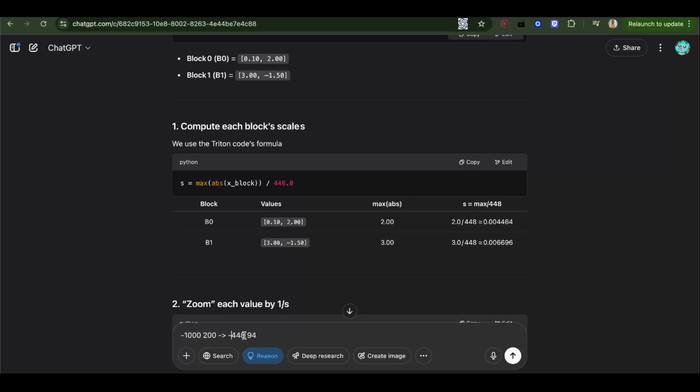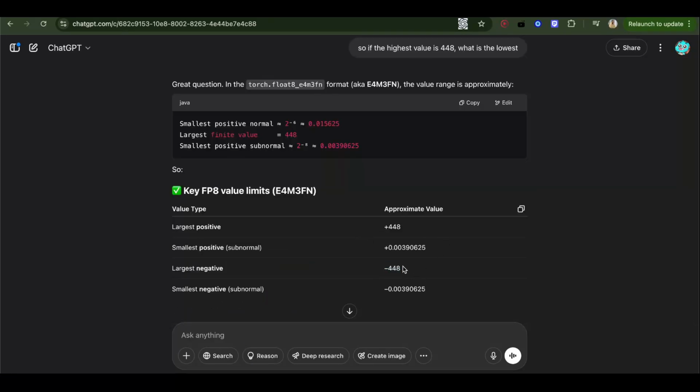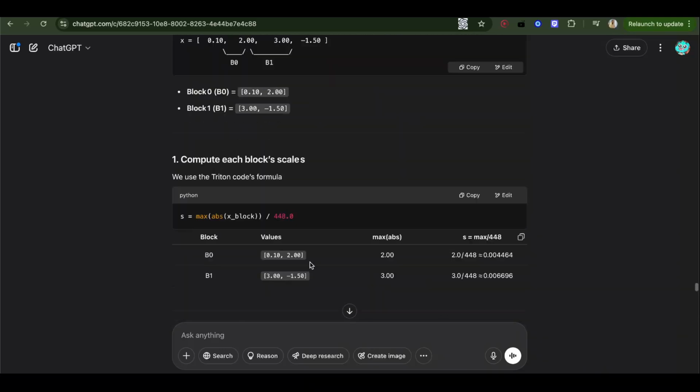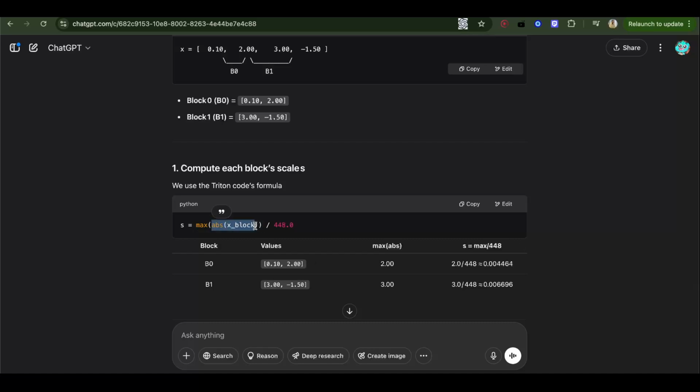Because in FP8 we can represent values between minus 448 and plus 448. So that's the largest negative value we can represent. We can represent positive or negative, it doesn't matter. So we will just see which value is the largest by checking the absolute value of the entire block and taking the maximum value.